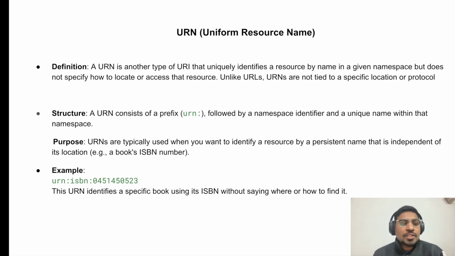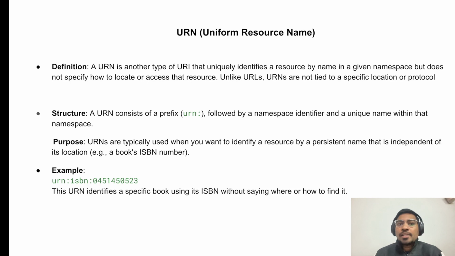If I'm talking about the structure, a URN always consists of a prefix urn, followed by a namespace identifier and a unique name within that namespace. Purpose: URNs are typically used when you want to identify a resource by a persistent name that is independent of its location. Example, a book ISBN number. So the example is urn:isbn and some numbers. The URN identifies a specific book using its ISBN without saying where or how to find it. So a URN only provides the name and does not provide the information on how to locate it.